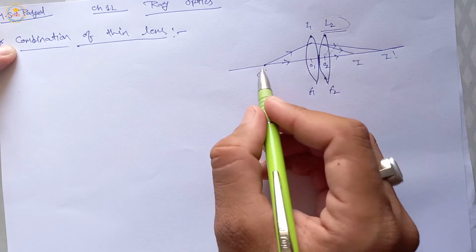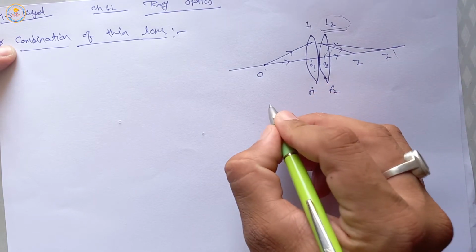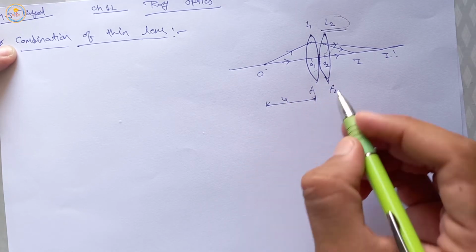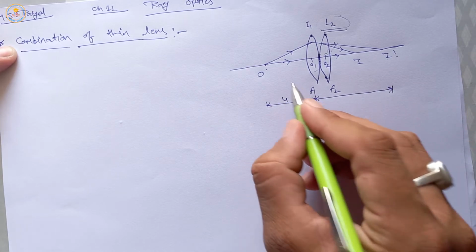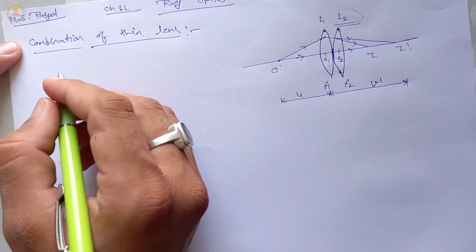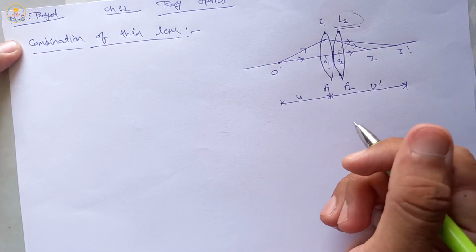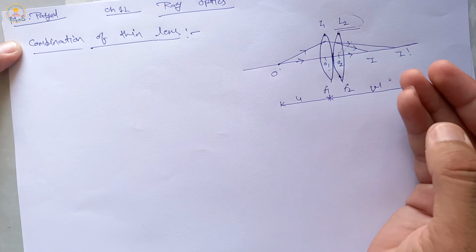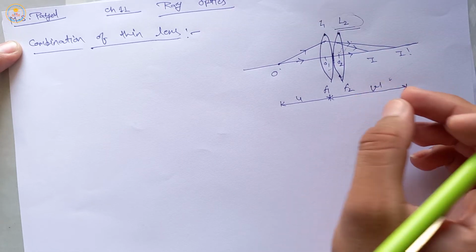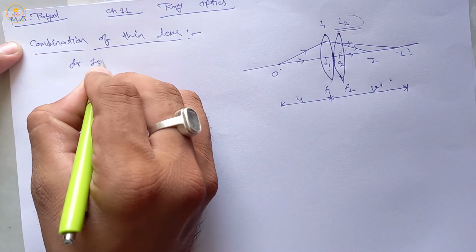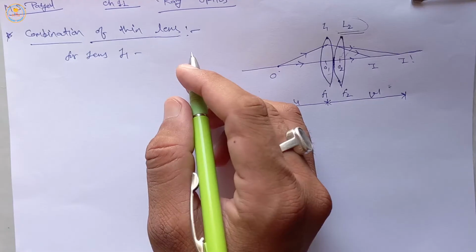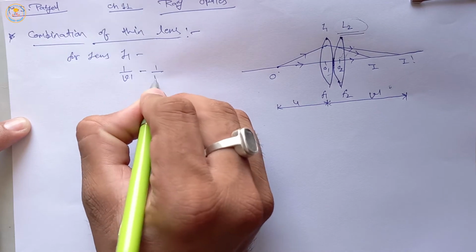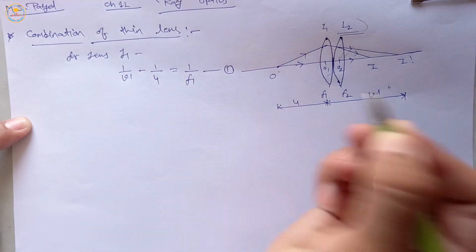In the absence of L2, we write lens formula for L1. Here u is the distance of the object from the optical center, and this is the distance of the image for L1, v dash. Clear? The lens formula we know: 1 upon image distance minus 1 upon object distance is equal to 1 upon focal length of the lens. So for lens L1, 1 upon v dash minus 1 upon u is equal to 1 upon f1. This is equation number 1.